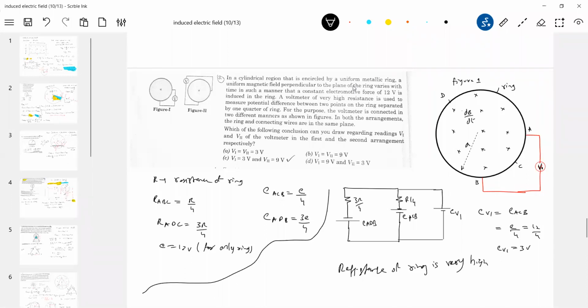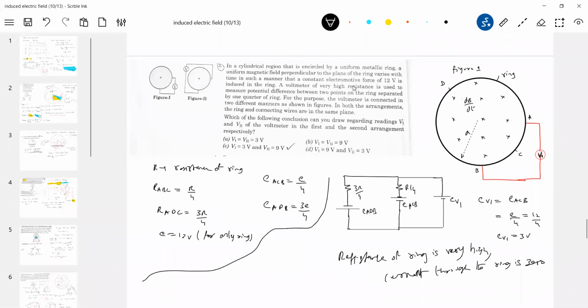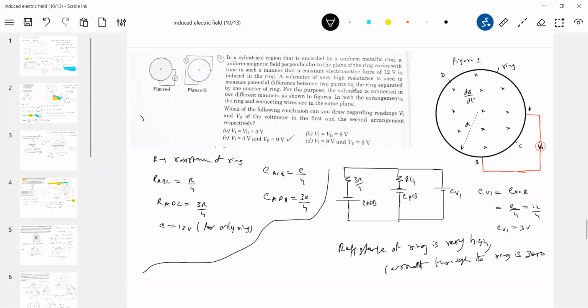So then what happened to current through the ring? If there is no current flow, then the voltmeter will read EACB only. Fine, I'll just make that addition. So here only I'll write it, because we have next problems where the loop will have a resistance. So therefore, let's have these basic things properly here. Okay, fine, the resistance of the ring is very high.